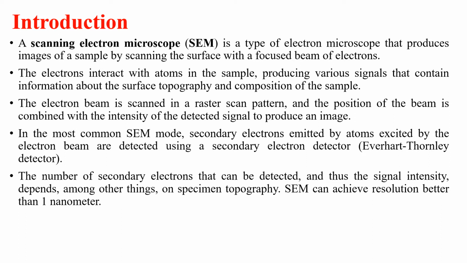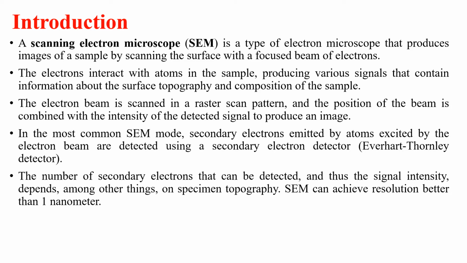This electron beam is scanned in a raster scan pattern. Raster scan pattern means, if you see, it moves from the left end to the right end. After completing one row, it comes to the second row and again moves from left to right. Likewise it scans row by row, and that is called a raster scan pattern, and the position of the beam is combined with the intensity of the detected signal to produce an image.